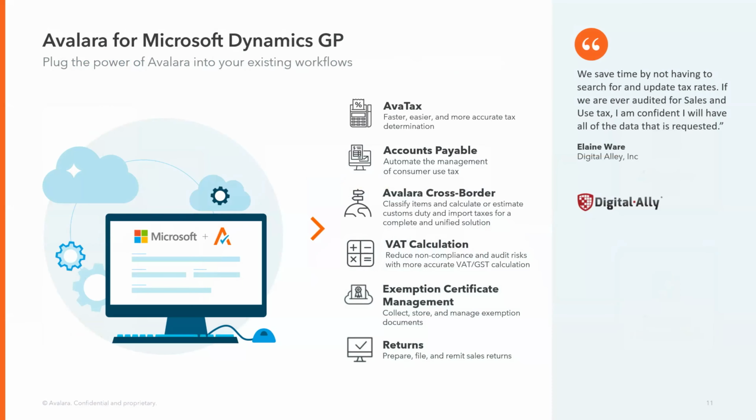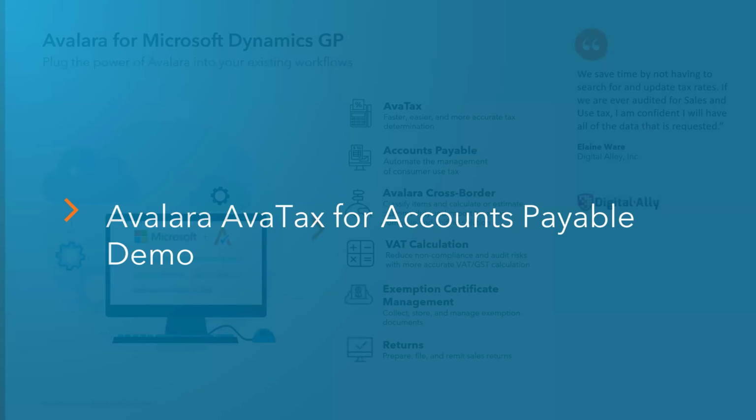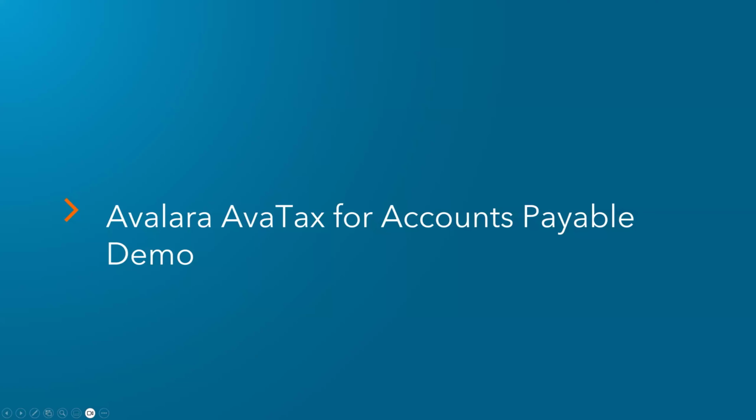Behind the scenes, we have a lot of areas that tie directly into GP. We have AvaTax, our main tax engine, and within that our accounts payable module to handle the AP side of things. We have cross-border products and back calculation. We can handle exemption certificates as they come through, and ultimately filing, to kick out to different jurisdictions. So there are a lot of other platforms and solutions within the Avalara suite, but today we're going to talk about the accounts payable side of things.